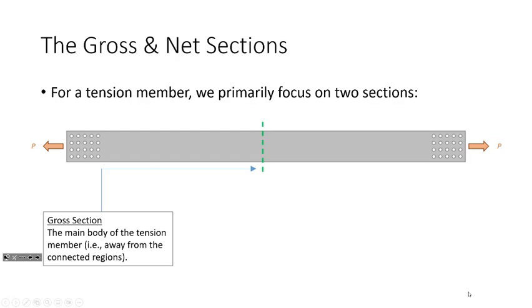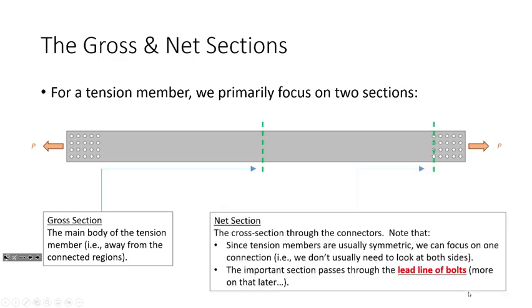So the gross section, a general definition for that, is basically just the main body of the member. Anywhere in the main body of the member that is away from the connected regions, okay? So we consider that the gross section of the member. So we are going to have a limit state related to the stresses in the gross section, just as we are going to have another limit state related to the stresses in the net section, okay? So the net section would be the section that is through the connectors, okay?